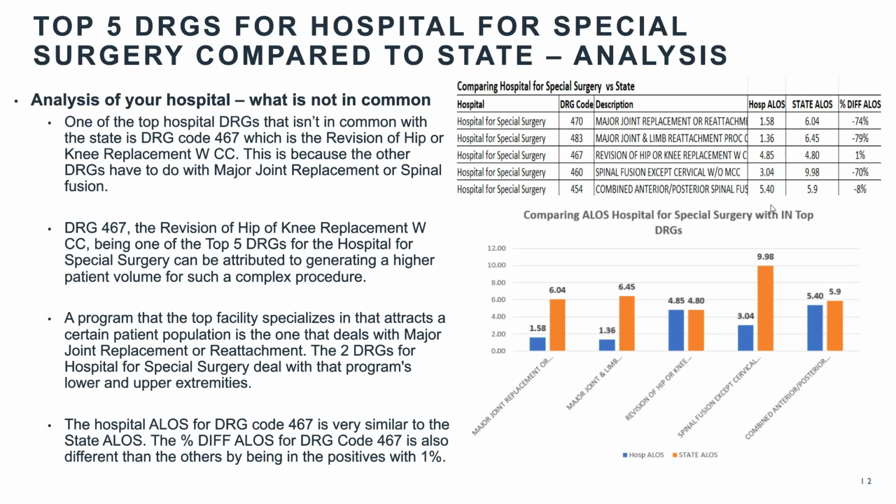The hospital average length of stay for DRG code 467 is very similar to the state average length of stay. The percent difference in average length of stay for DRG code 467 is also different than the others by being positive, at 1%.